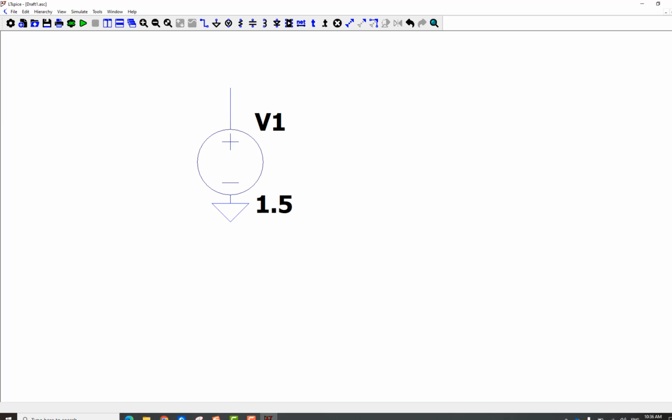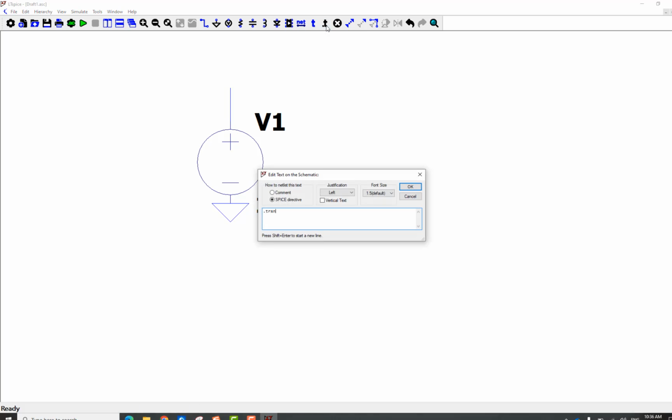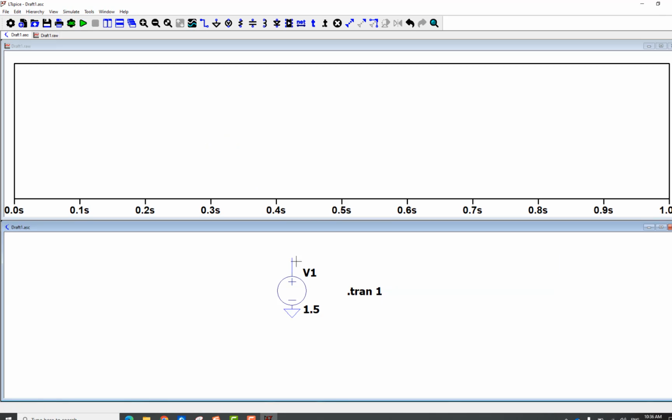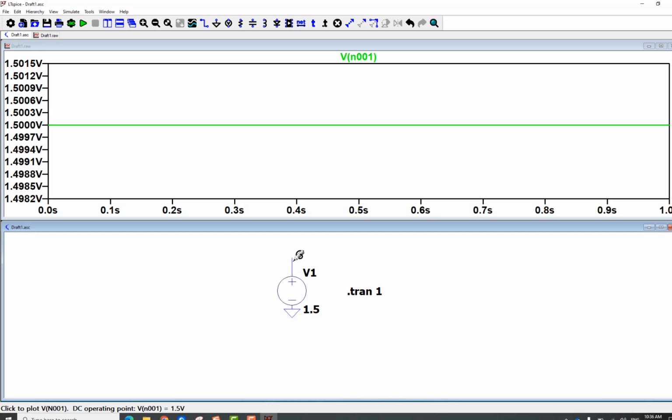If I run a time domain analysis for 1 second, for example, and I run it, and I'm able to probe this point, I will see 1.5 volts, right? This is free, like only 5 megabytes, probably 10 megabytes or something. You can download it. It's called LTspice. So whenever you are seeing problems with the circuits, just feel free to simulate it.